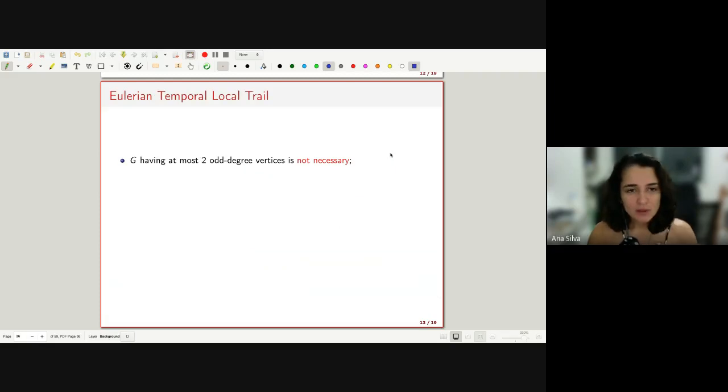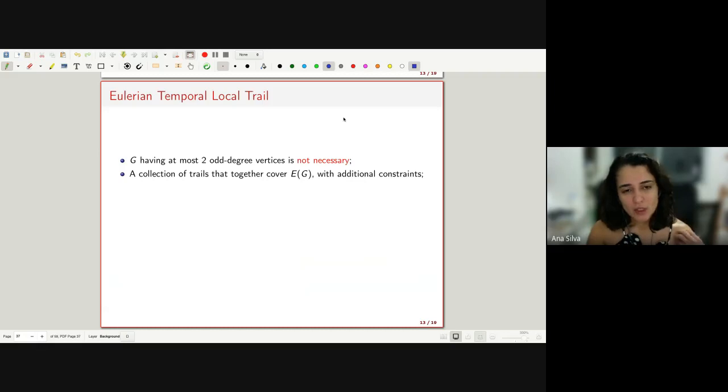Before I start, let's just make some observations. The first one is that having at most 2 odd degree vertices is not necessary anymore, so the positive instances here will be a bigger class of temporal graphs. And this is because of the intermediate vertices: since you can repeat the edges, you don't have the property that all the edges that you use on them are distinct, so they might have odd degree as well.